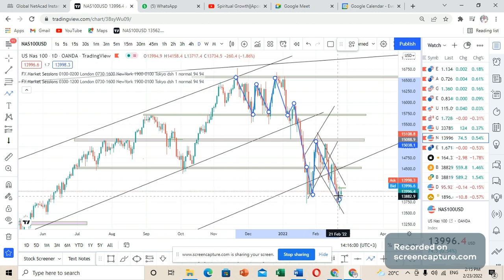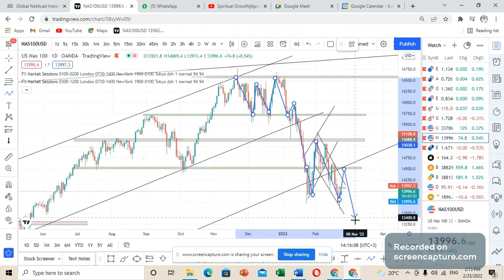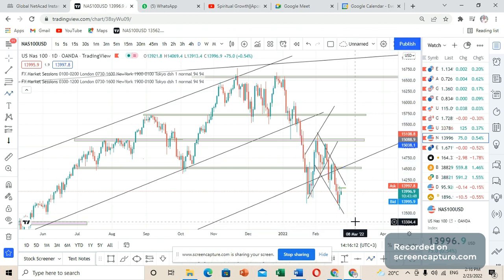So as I've said previously from the weekly time frame, I'm expecting that the market is going to rise to come and touch this particular level and also this particular trend line before further moving toward the downside to create other lower lows.